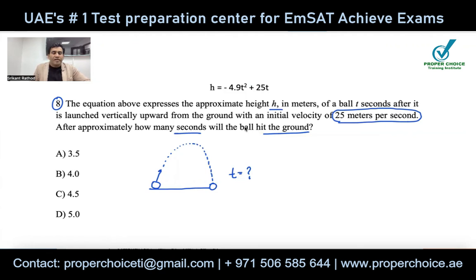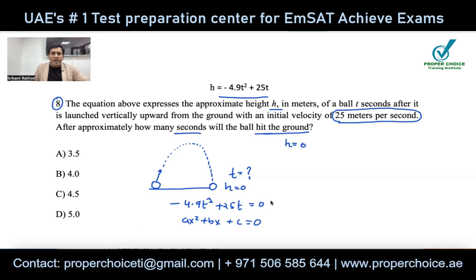Now how do we do that? If you read the last sentence carefully, after approximately how many seconds will the ball hit the ground? When the ball hits the ground, the value of h is equal to 0. If you substitute h as 0 in this equation, it becomes minus 4.9 t square plus 25t equal to 0. It is a quadratic equation of the type ax square plus bx plus c equal to 0. We don't have any constant term, so I can put 0 for it.